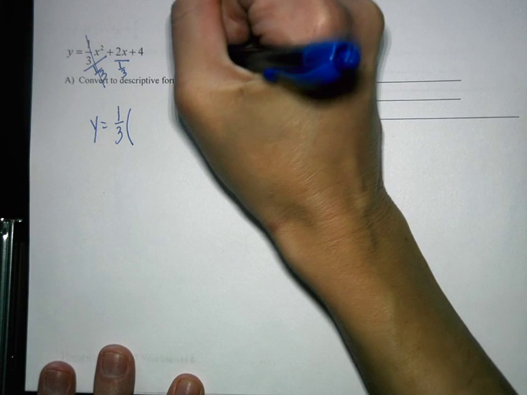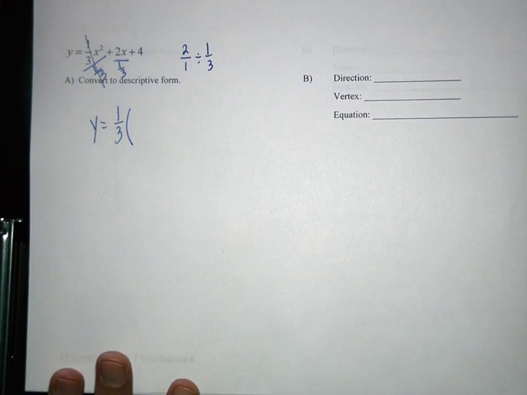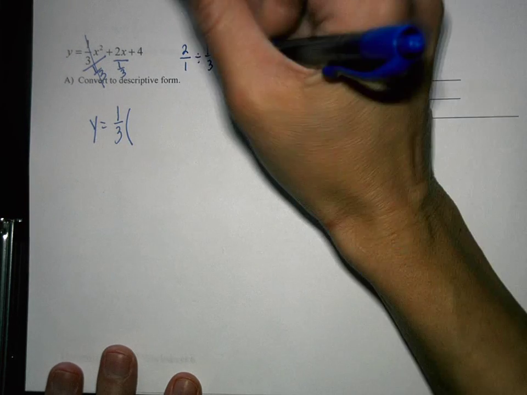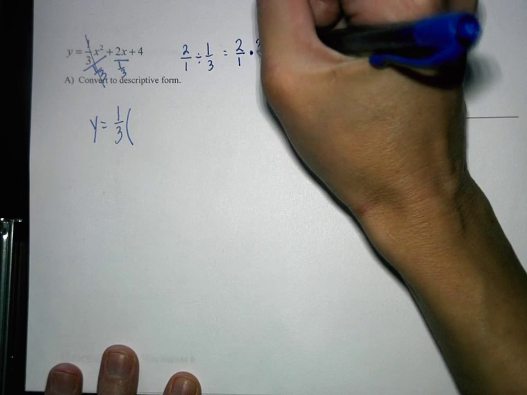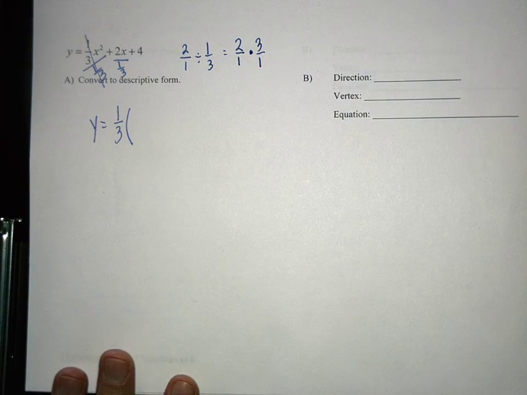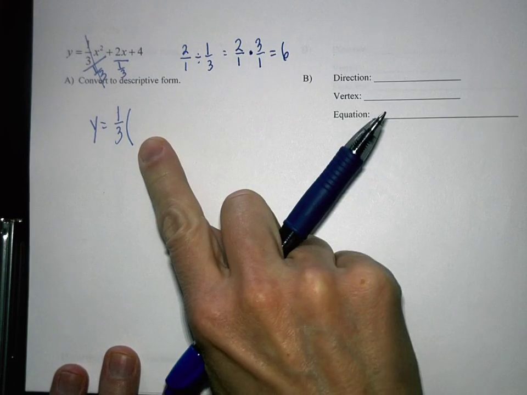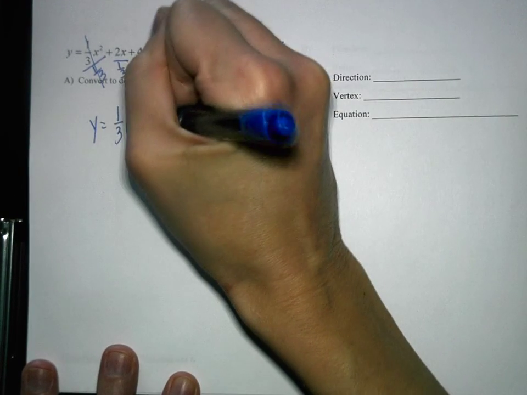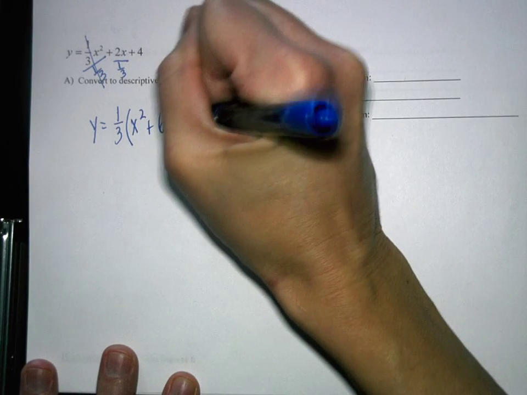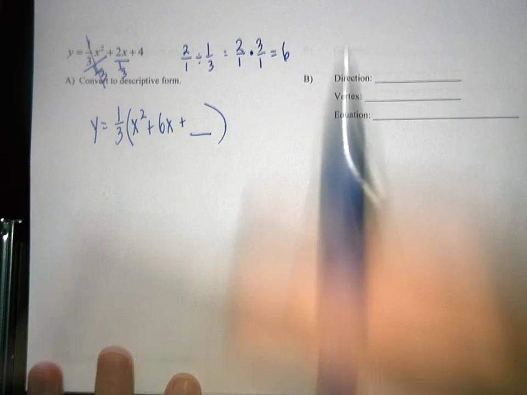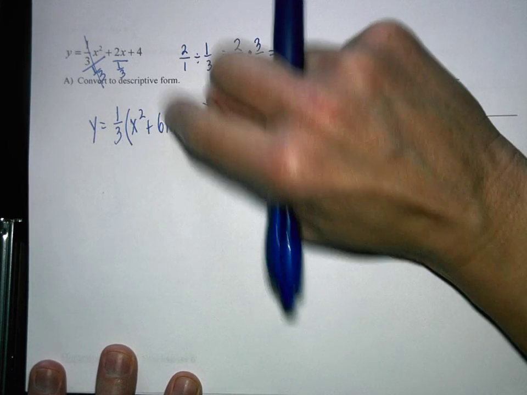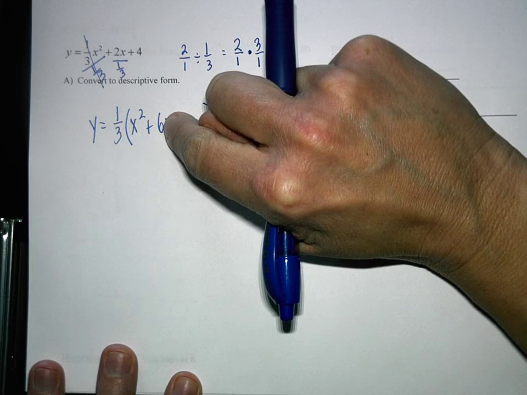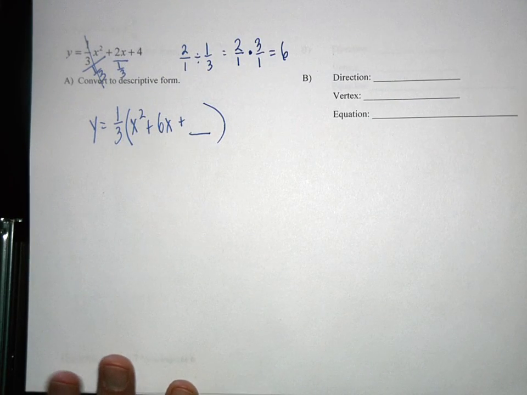So if we were to write this as a division problem, this would be 2 over 1 divided by 1/3. Well, because we have two fractions dividing, we use KFC, and we keep this 2 over 1. We change division to multiplication, and we flip that to 3 over 1. And so 2 times 3 ends up equaling 6. So here in our parentheses, we have x squared plus 6x plus blank. And if you think about it, if you were to multiply 1/3 through here, 1/3 times x squared gives you the 1/3 x squared. 1/3 times 6x would give you 6 over 3, which reduces to be 2. So you can see that it works out correctly.